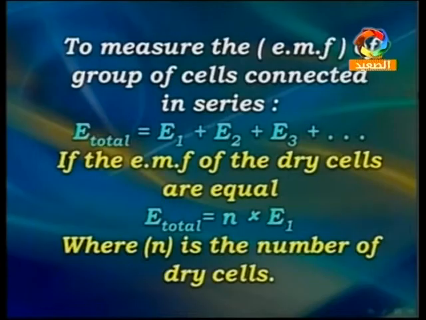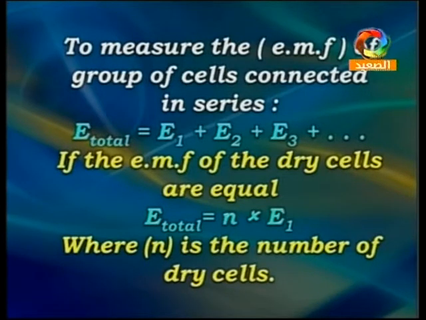After that, to measure the EMF of the group of cells connected in series. What is meant by EMF? It is the electromotive force. What is meant by electromotive force? It is the voltage found inside the batteries or inside the cells. So E total means the energy or the voltage found in all the batteries that we have, E1 plus E2 plus E3, and so on, for any number of batteries or cells found in this circuit.